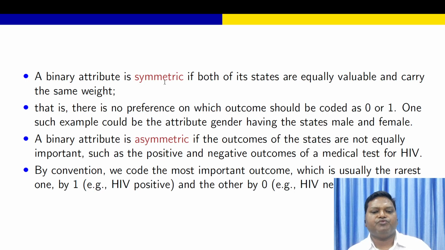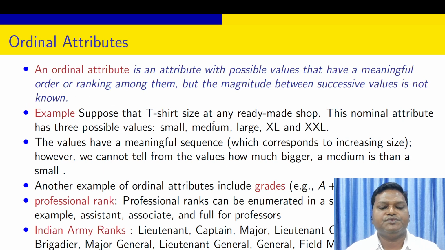Sometimes one value may be more desirable than the other value. For example, you are testing whether a person is affected with cancer or not, then the desirable value is not affected, that is 0. Then it is asymmetric. We don't want one value with equal probability. So binary attributes are divided into two categories: symmetric and asymmetric.